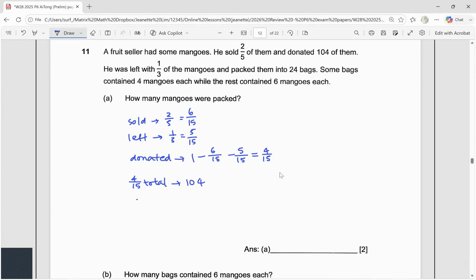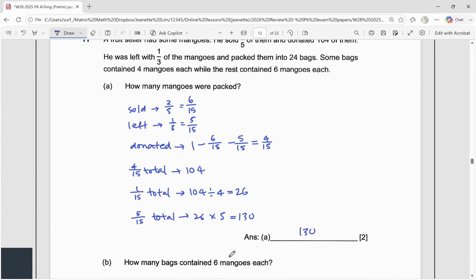Then we find 1 over 15 of the total. So 104 divided by 4, which is 26. How many mangoes were packed? The amount packed is the amount left, because all the mangoes that were left were packed. So we're looking at 5 over 15. So 26 times 5. So 130 mangoes were packed.